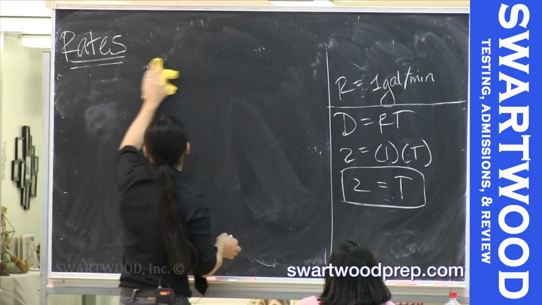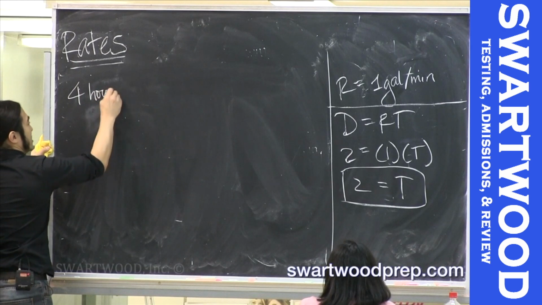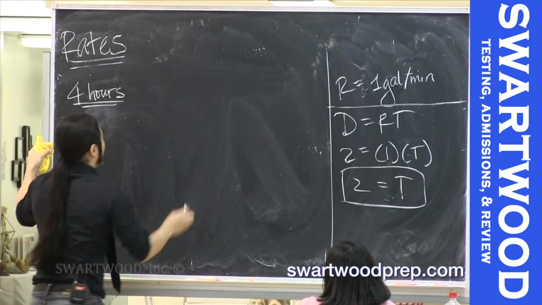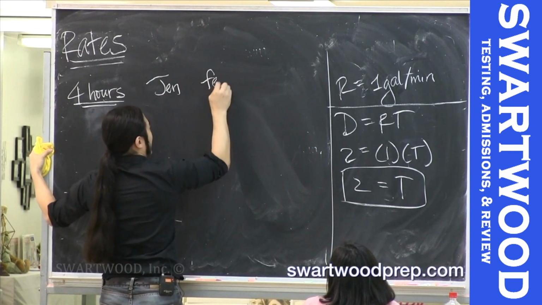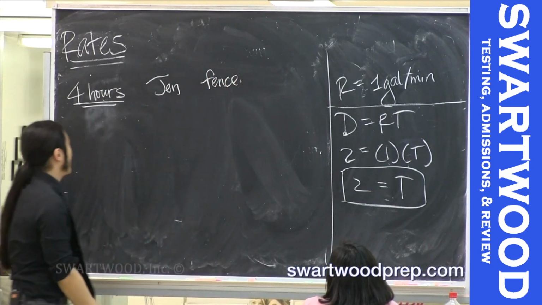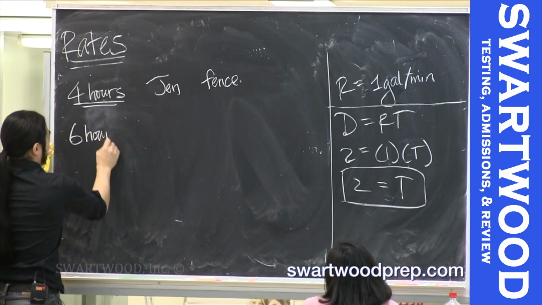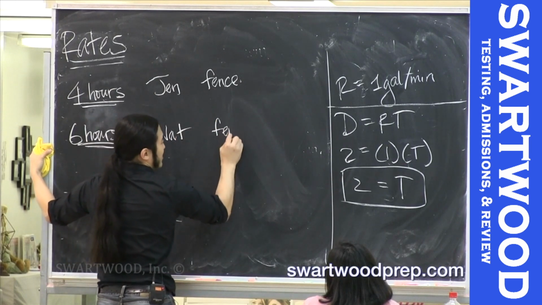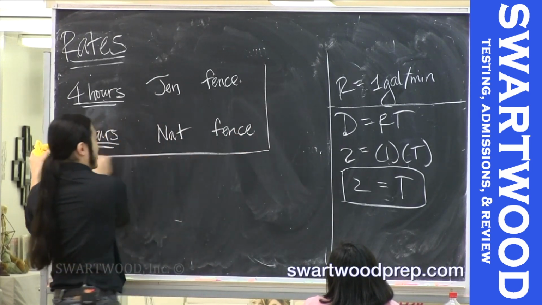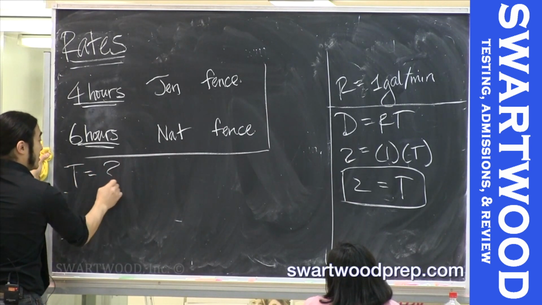So let's do a first mellow version of this. It takes Jen 4 hours to build a fence. And then it takes, let's say Nathaniel, 6 hours to build the same sort of fence. And now they're going to work together. How long does it take them together to build one fence?